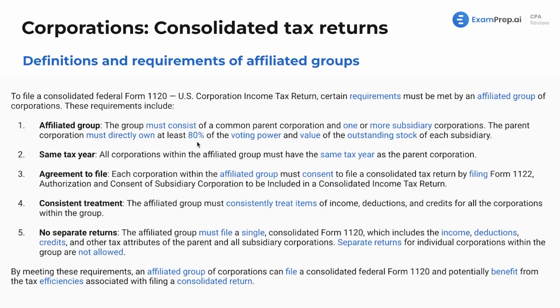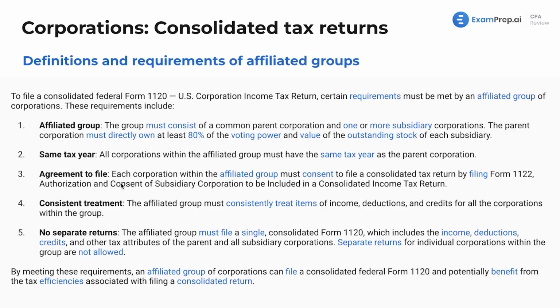That's the threshold. So I know I said before, it doesn't have to be 100%. What does it have to be? It has to be at least 80% of the voting power and the value of the outstanding stock, which can be different. Now, same tax year: all the corporations within this group, whether it's just 2 or 15, have to have the same tax year as the parent corp. That's just something they need to do.